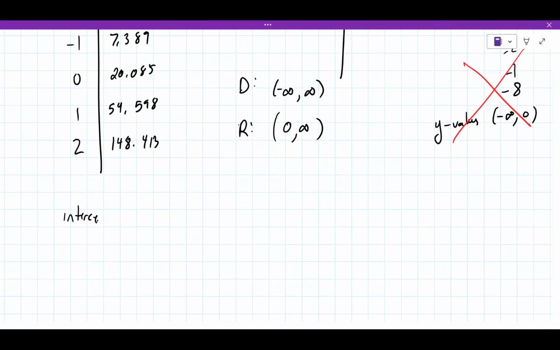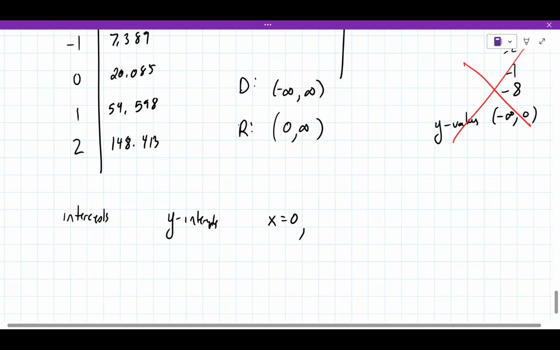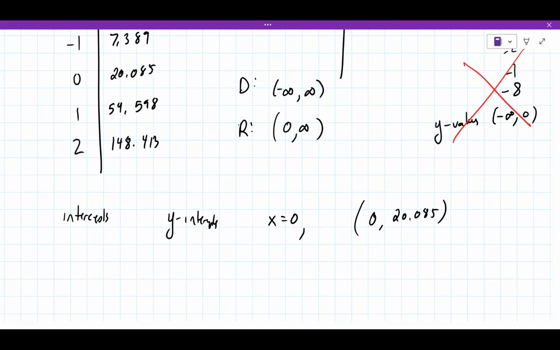Next one is the intercepts. Okay, so the x-intercept is when y equals 0. There are no x-intercepts. Sorry, we're doing y-intercepts only. The y-intercept is when x equals 0, and you have it from your table. It's (0, 20.085). All right, and then asymptotes. We already kind of addressed that, but there's only a horizontal asymptote. It's when y equals 0.